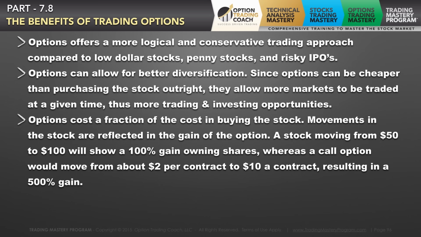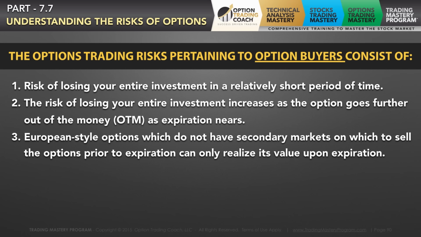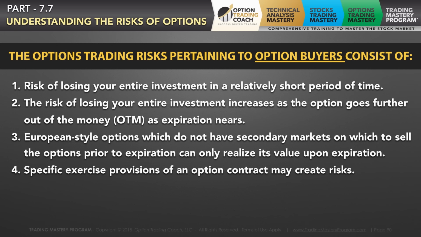Options cost a fraction of the cost in buying the stock, and movements in the stock are reflected in the gain of the option. The risk of losing your entire investment increases as the option goes further away. European-style options, which do not have secondary markets on which to sell the options prior to expiration, can only realize its value upon expiration. There's specific exercise provisions of an option contract that may create risks.